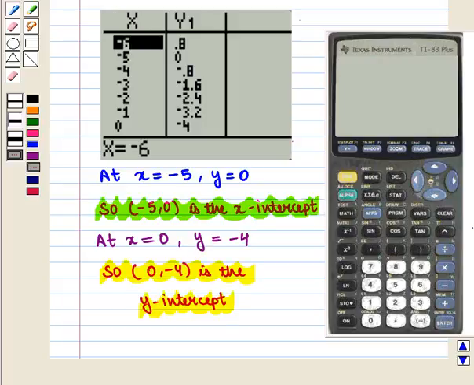Thus, in this session, we have discussed how to construct the table of values on a graphing calculator. This completes our session. Hope you enjoyed this session.